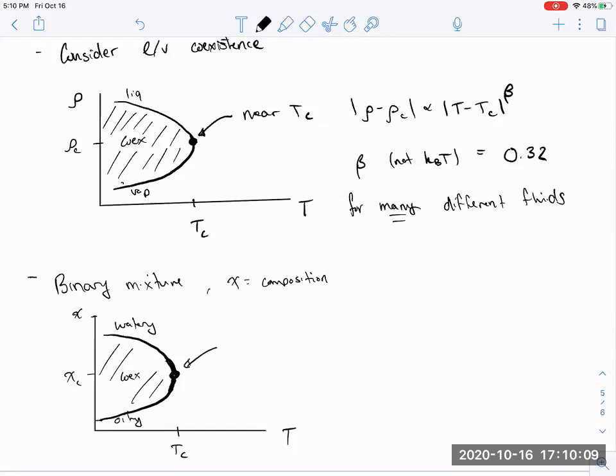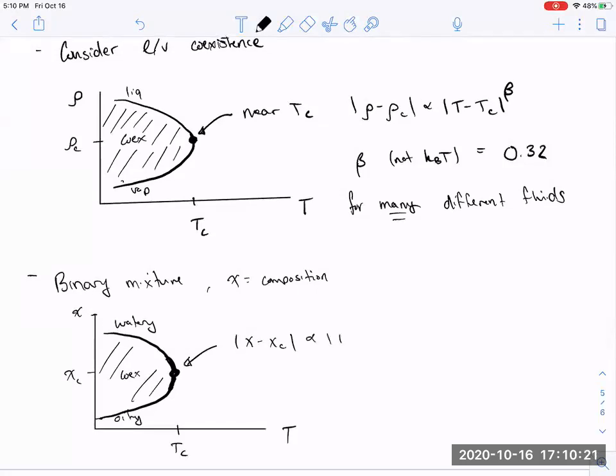If I look really close to Tc and measured how the composition changes relative to its critical composition, I find a power law. It depends on the distance of the temperature from Tc. And the exponent of that power law is 0.32. 0.32, did I just make a mistake? That's the same as the power law we just found for liquid vapor coexistence. Are you sure? I am sure.